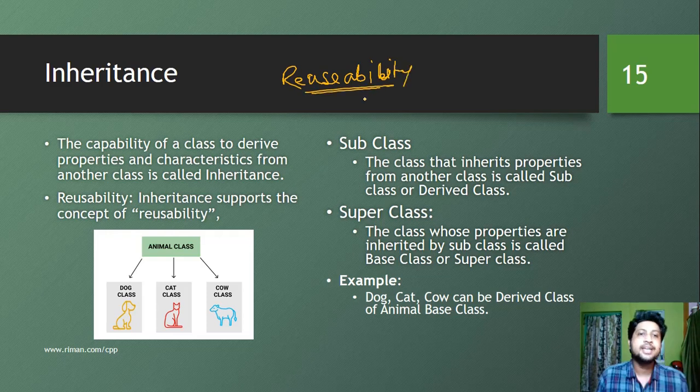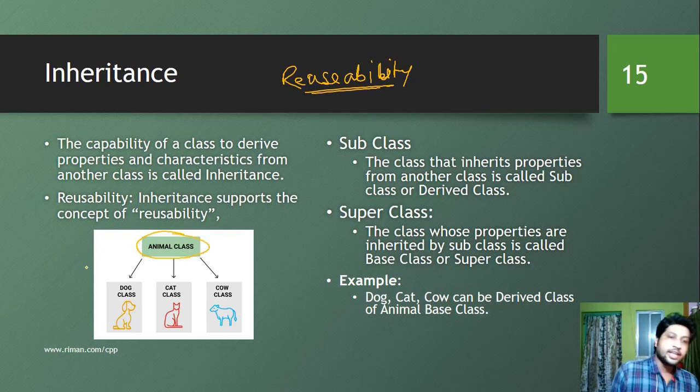So reusability is the basis of inheritance. The capability of a class to derive properties and characteristics from another class is called inheritance. So it is actually based on reusability. Inheritance supports the concept of reusability. So what is happening here? Suppose we have a class called animal class.